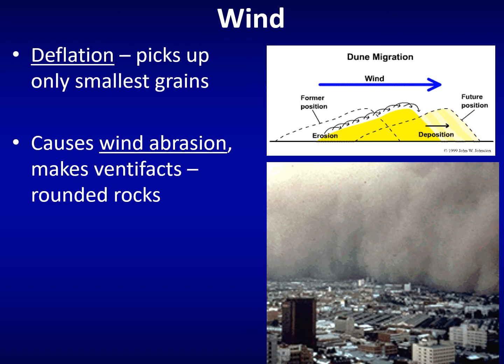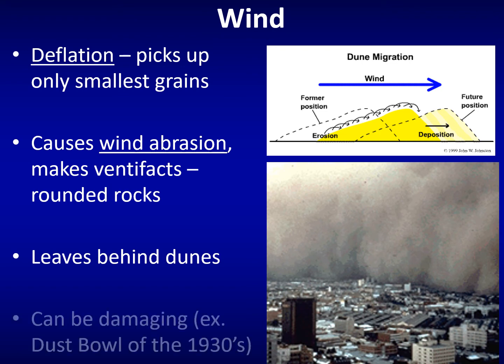Wind, of course, causes wind abrasion. It makes very rounded out rocks because of the slamming of rocks by the moving air carrying sediment. Rocks then get very smoothed out. They're called ventifacts. And of course it leaves behind dunes. Pictured in the lower right, it can also cause large dust storms, which can be very damaging.